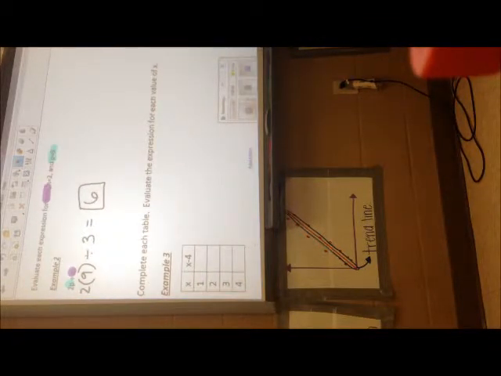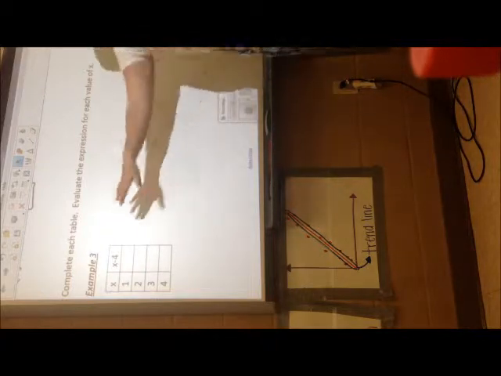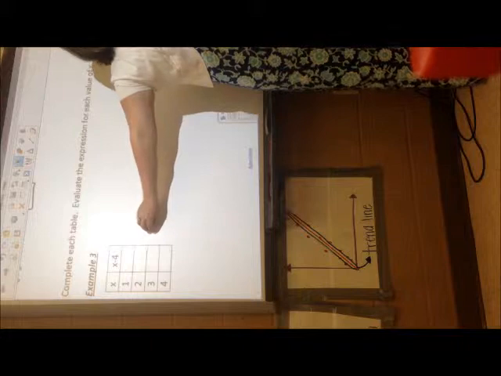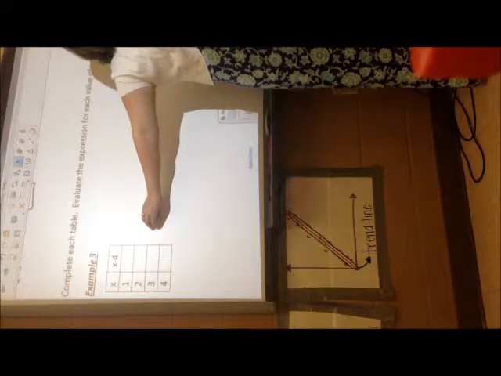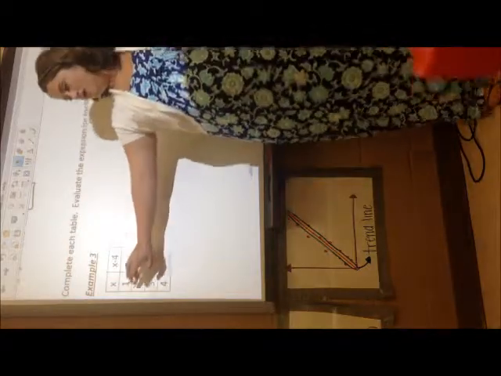All right, now this looks a little bit different, but it's basically the same thing. It says complete each table, evaluate the expression for each value of x. Now I've heard that you guys did look at tables last year. I wasn't good at it. Okay, it's okay. We're going to get better because we use tables a lot in here. So it'll be fine.